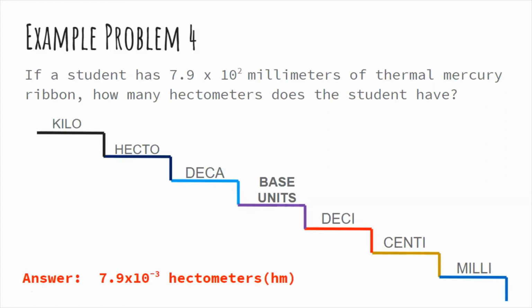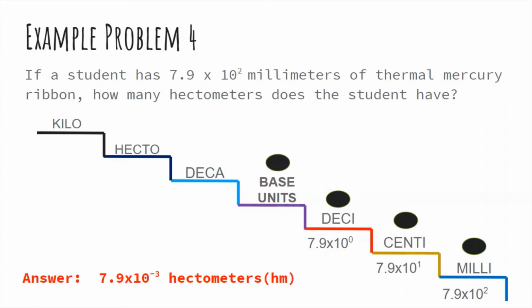So we're starting at milli, and we're going 7.9 times 10 to the 2 on milli. We're going up to centi, so we're subtracting 1. So now we're at 7.9 times 10 to the 1 because we have subtracted 1. Now we're going up to deci, and now we're at 7.9 times 10 to the 0 because we subtracted another 1. Now we're going to a base unit, and we're at 7.9 times 10 to the negative 1 because 0 minus 1 is a negative 1. Now we're at deca, and now we're at 7.9 times 10 to the negative 2 because negative 1 minus 1 is negative 2. Finally, we're at hecto, and we're at 7.9 times 10 to the negative 3 because minus 2 minus 1 is negative 3.